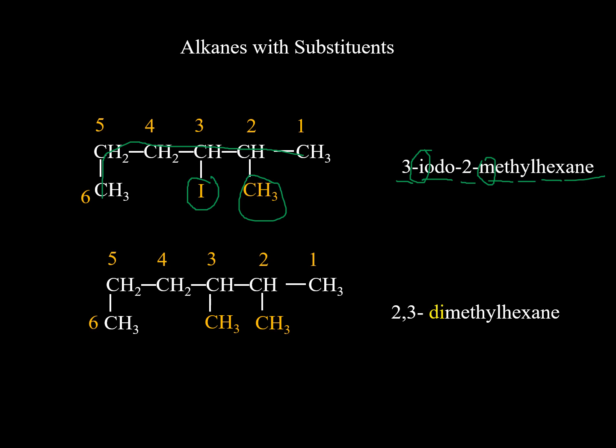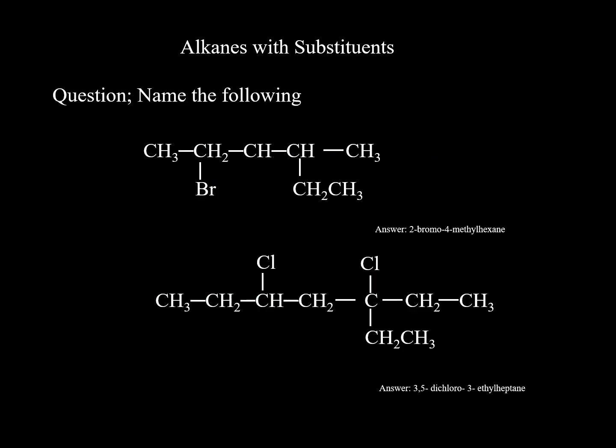The next example, the longest chain is 6 carbons. So we write hex. They're all single bonds. There are 2 branches, one on carbon 2 and one on carbon 3. So we write 2,3-dimethylhexane. So I can't stress enough, to learn this you really just have to try on your own, meaning that it's not good to have the answers in front of you. It's best to have the question and for you to try, usually with a pencil and paper, to see if you can draw the structure. So pause the video and try this.